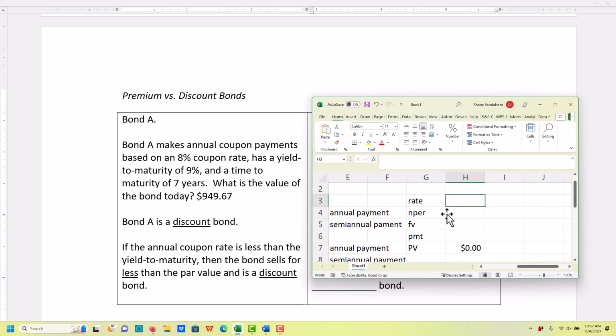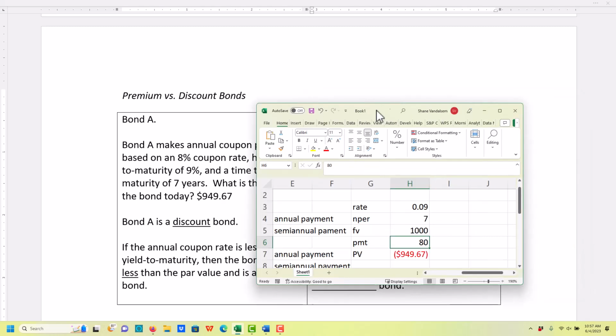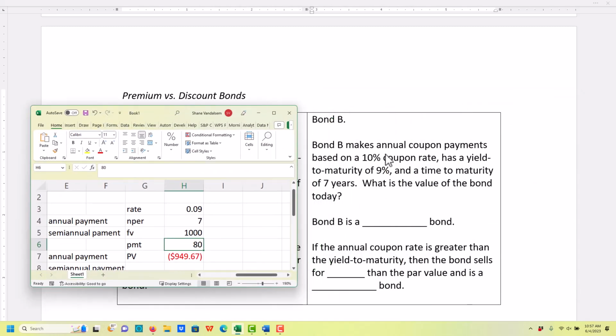So my coupon payments are based on an 8% coupon rate. So again, that's $80. My future value is 1,000. My number of periods is 7 years. And my rate is 9%, 0.09. Okay, so I get 949.67. So now all I want to do is change that payment from $80 to $100 because my coupon rate went from 8% to 10%. And remember, it's 10% times 1,000 to get our $100 payment.